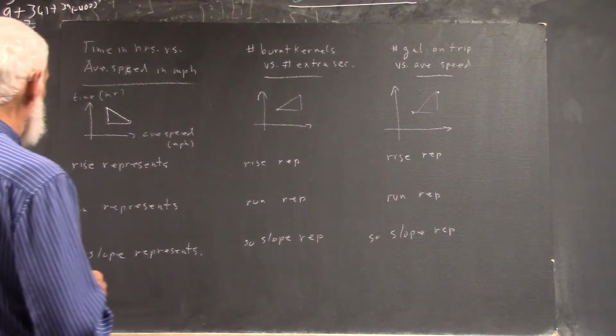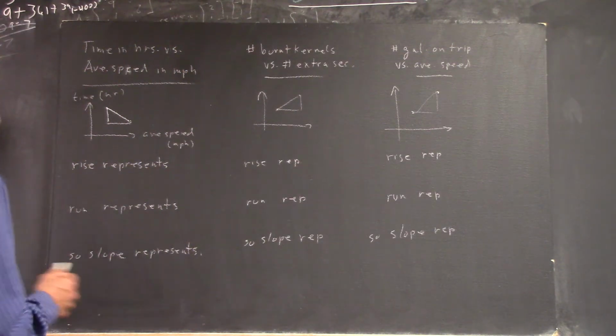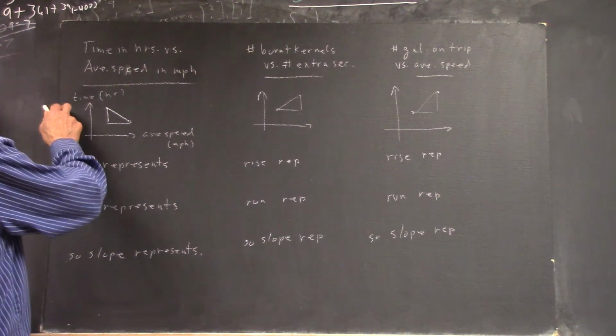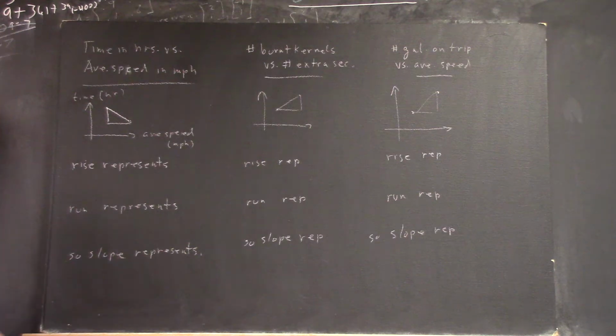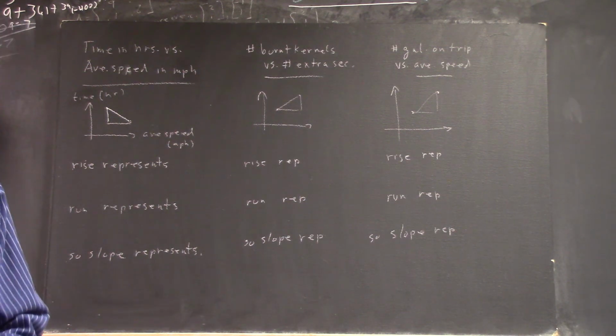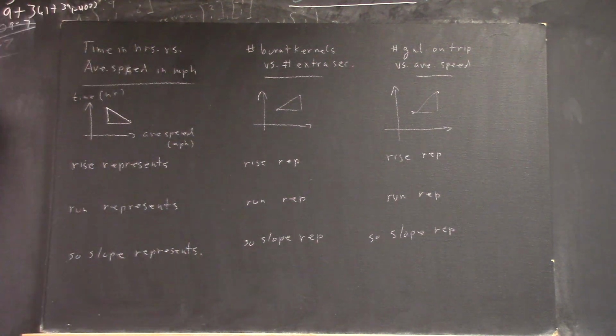So we can fill this in very easily. Rise represents what? The graph of time versus average speed. What's the rise represent? Okay, I'm not getting a quick answer, so I'm going to talk about it for a minute. Time of hours.